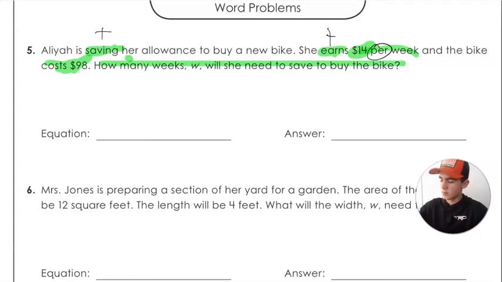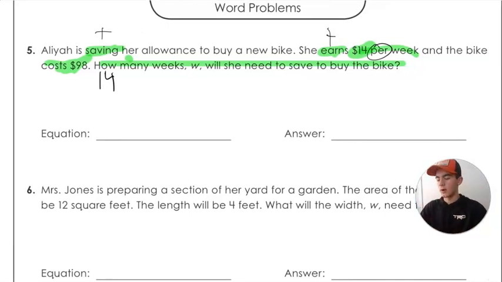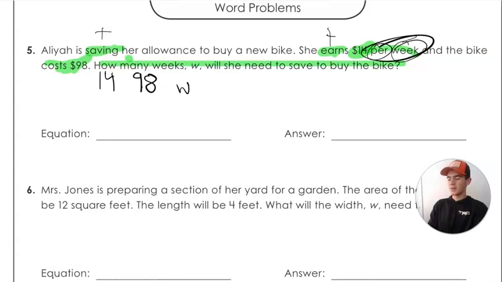Alright, she earns $14 per week. And it looks right here that they want week to be W. We don't know how many weeks. Right, but we gotta write this all out. Okay, and the bike costs $98. How many weeks, or W is what represents weeks, will she need to save to buy her bike? So now let's go through it. You could just write out that $14 per week. Just write it out 14 times W. I know, I was getting there. Okay. Alright, so you see it says per week, which means every week, and we're asking how many weeks.